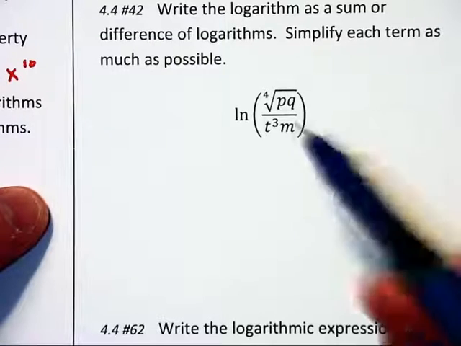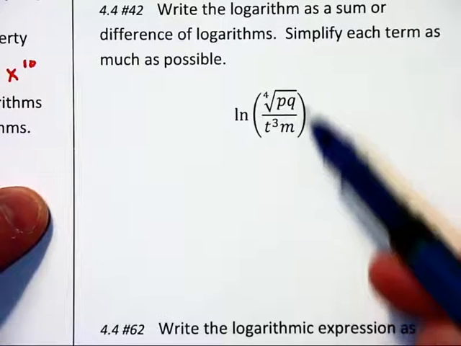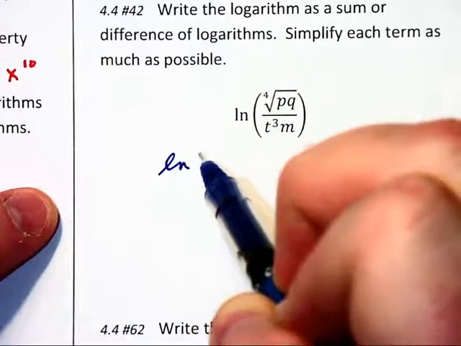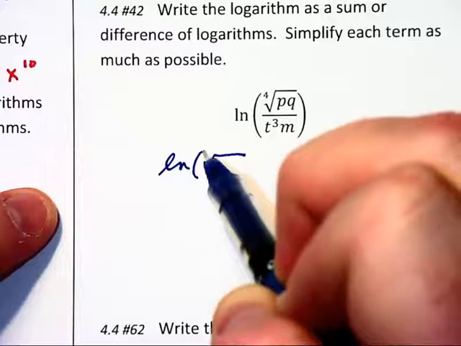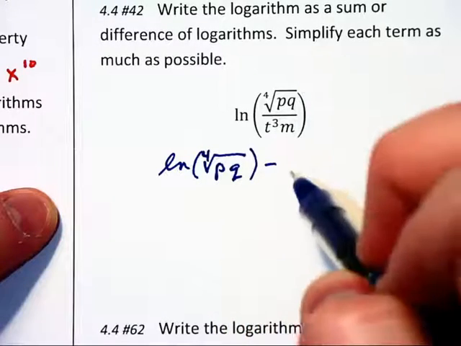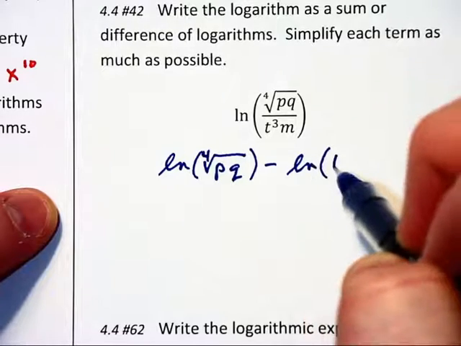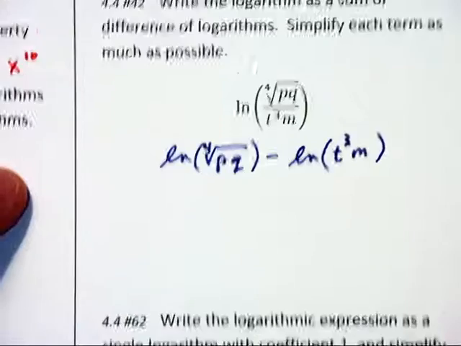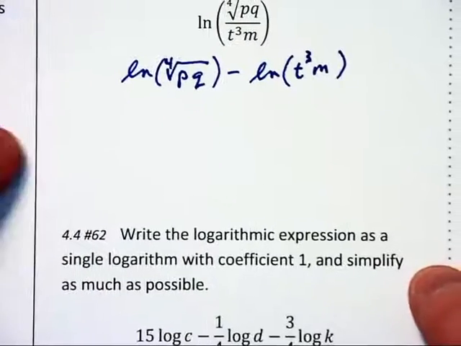Our next one, we got quite a few things going on. First off, we see the division. Let's split that into the natural log of the fourth root of PQ minus the natural log of t to the third m. Okay, now let's break each of these down separately.